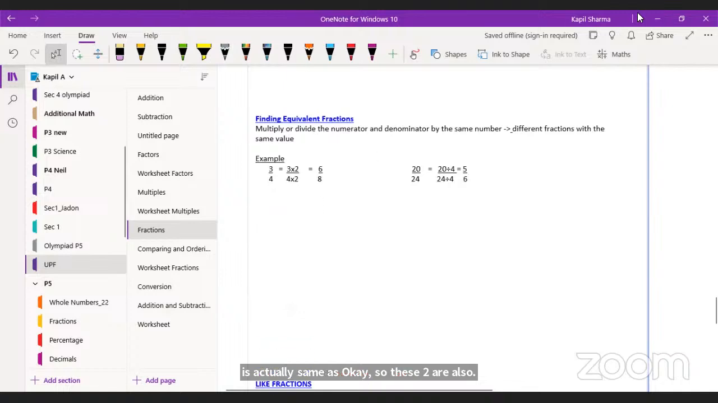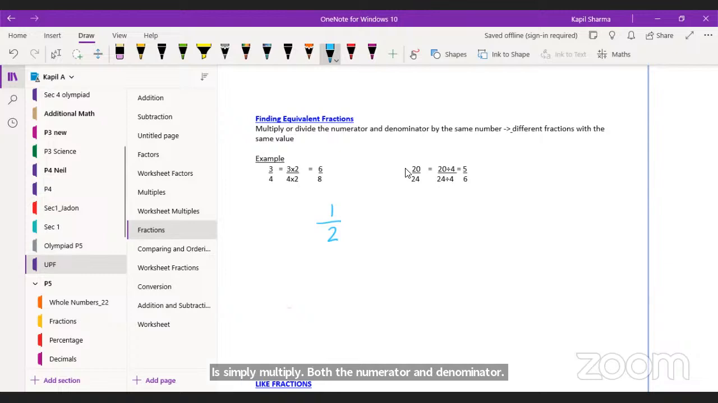Yeah. So next is, how do we find equivalent fractions? Let's say you have any number, any fraction. So let's say you have half. We want to find its equivalent fraction. First of all, there can be infinite equivalent fractions of a particular fraction. Okay? So to find an equivalent fraction of the given fraction, what do we do? We simply multiply both the numerator and denominator by the same number.